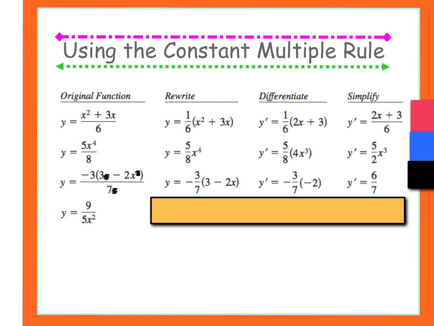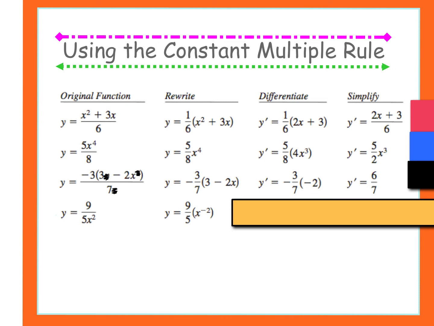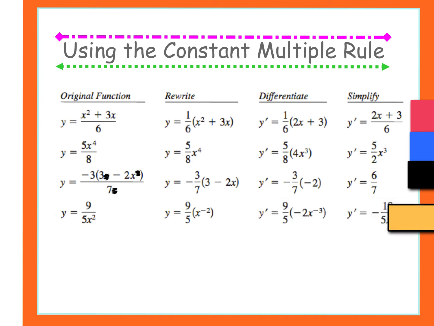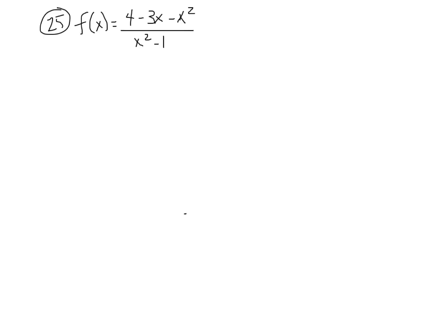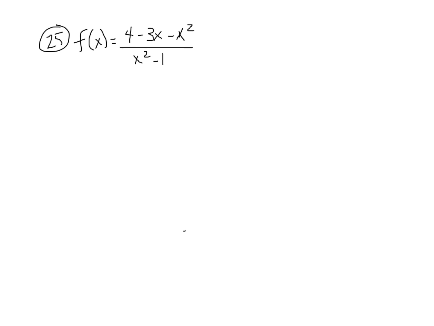9/5 x to the what? Negative 2nd, exactly. Make sure you keep that guy in the basement. And then we take a simple power rule, and there we go. Pretty good? Sometimes let's use our constant multiple rules instead of just going into that quotient. Let's look at number 25 from your homework. On 25, it says, take a derivative.